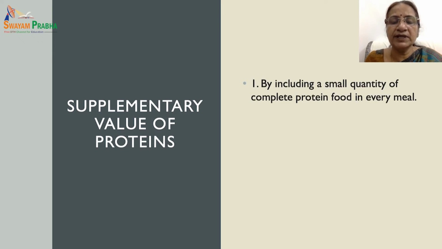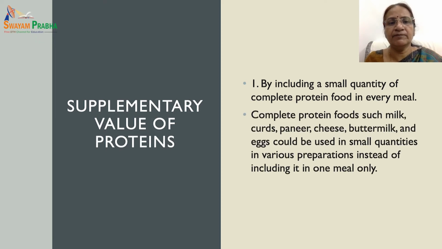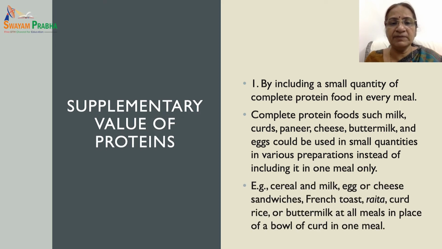First is by including a small quantity of complete protein food in every meal. Complete protein foods such as milk, curds, paneer, cheese, buttermilk and eggs could be used in small quantities in various preparations instead of including it in one meal only. For example, cereal and milk, egg or cheese sandwiches, French toast, raita, curd rice or buttermilk at all meals in place of a bowl of curd in one meal.